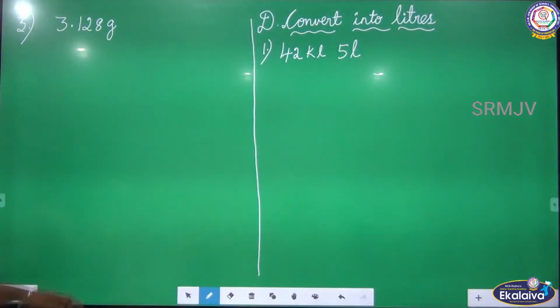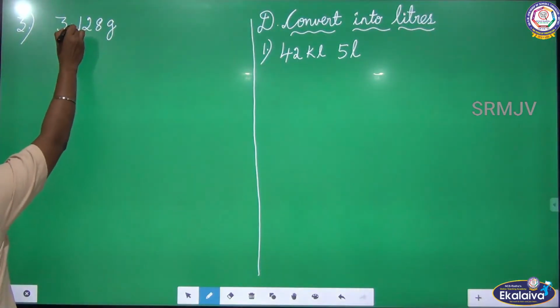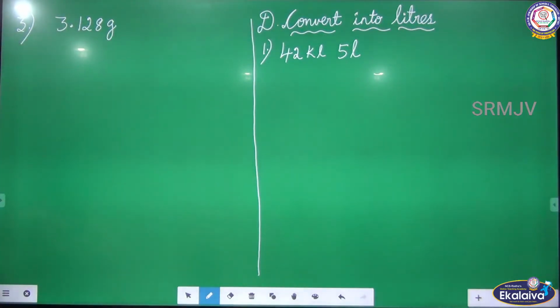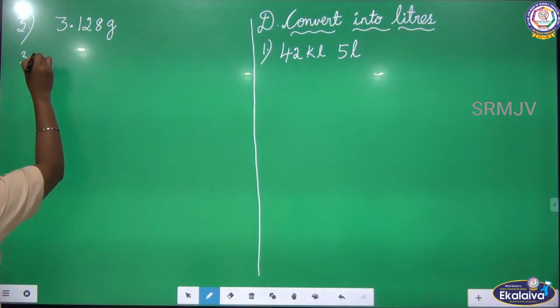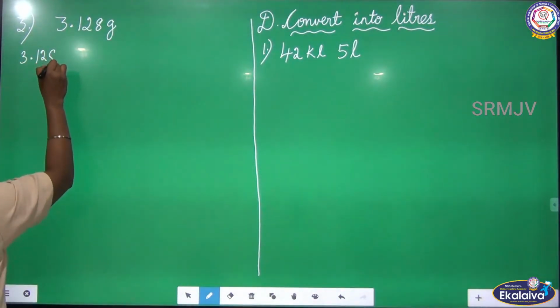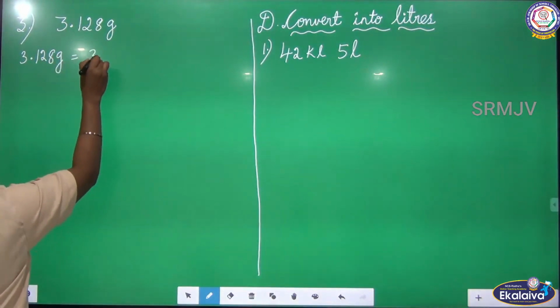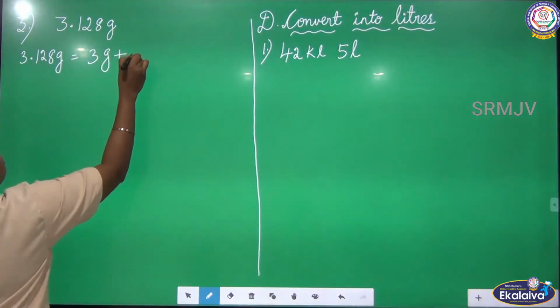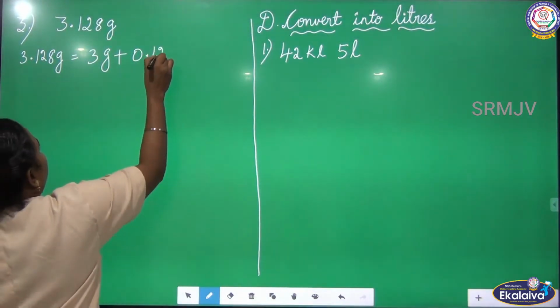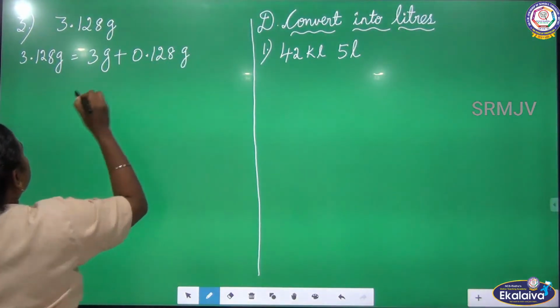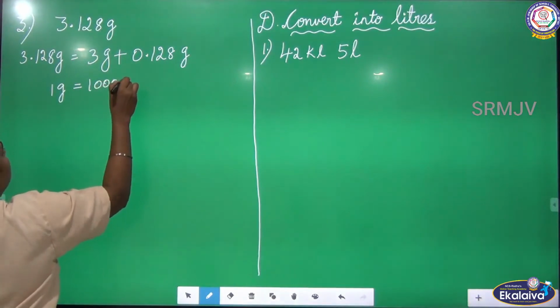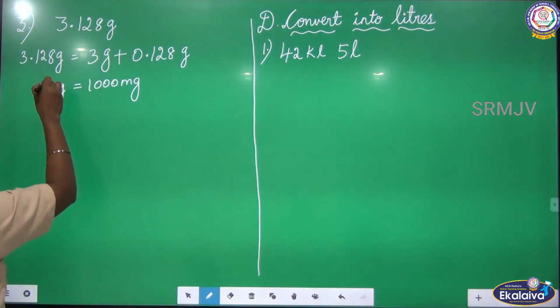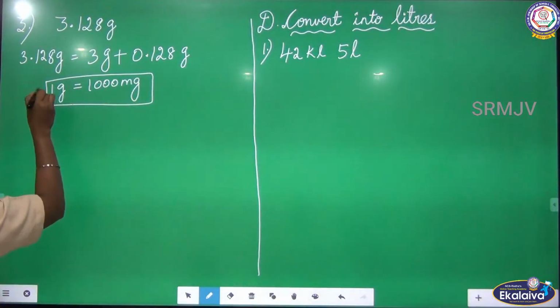Next one, 3.128 grams. See, in decimal they have given. 3.128 gram into milligram we are going to convert. So, first we will expand this. 3.128 gram equal to 3 gram plus 0.128 gram. So, you know already 1 gram equal to 1000 milligram.